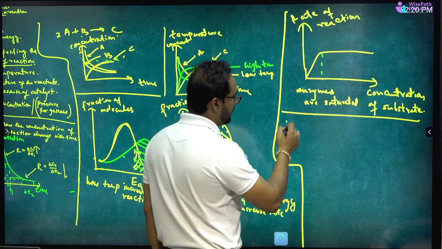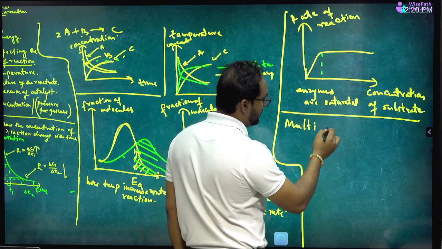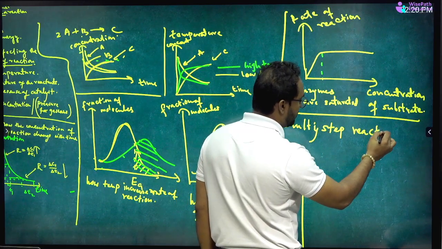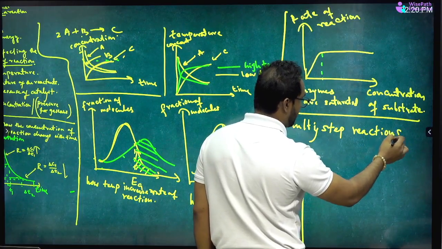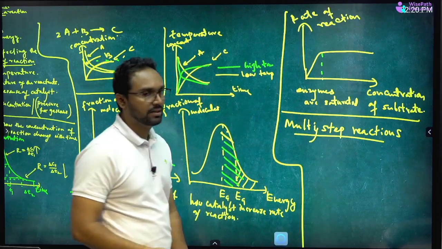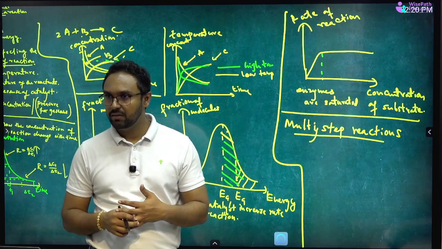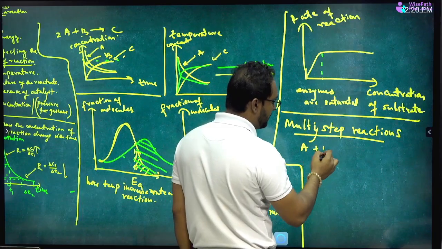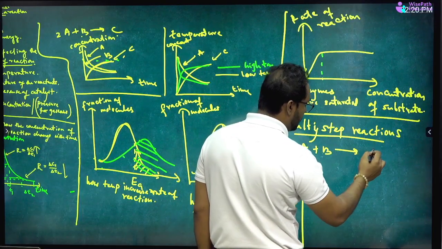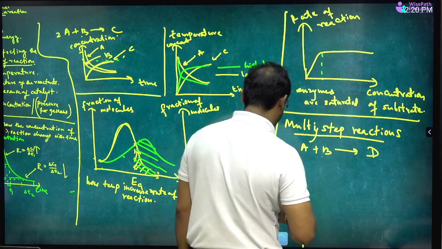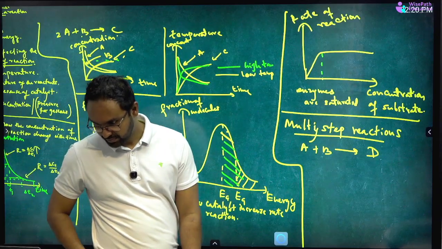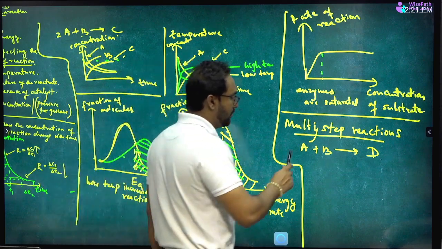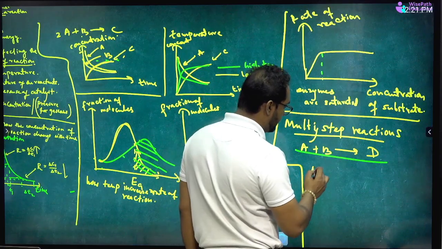Now come to multi-step reactions. A multi-step reaction is where the reaction occurs in more than one step. Let's say I want to produce A plus B into D, right? But this whole reaction doesn't happen in one step. Instead, this is what's happening.